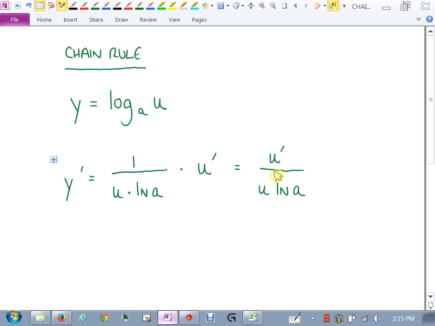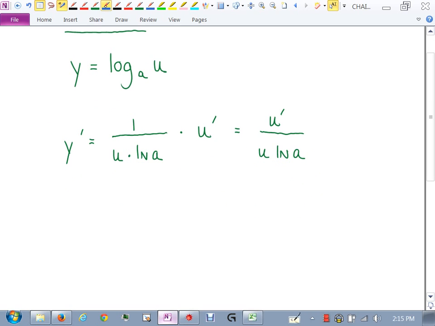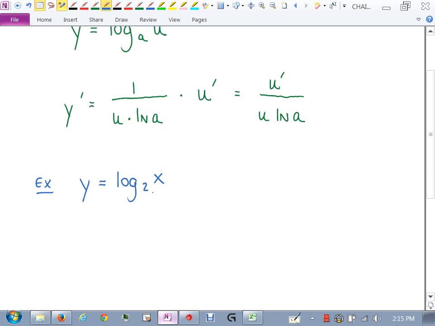So you really only need to find two things in order to find the derivative of a log. You have to find the derivative of what's inside and divide it by what's inside and then multiply it by the natural log of a. That's what this formula says. So as an example, if y is equal to log base 2 of x, what's y prime?